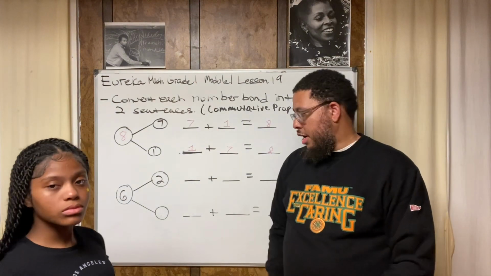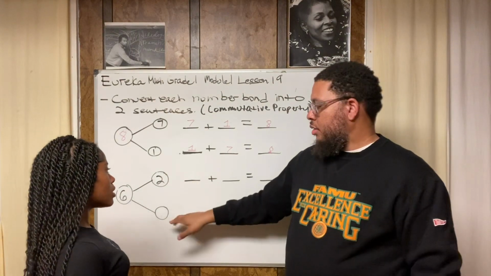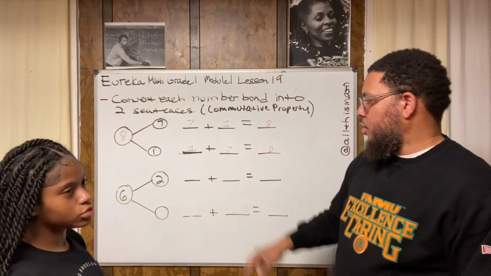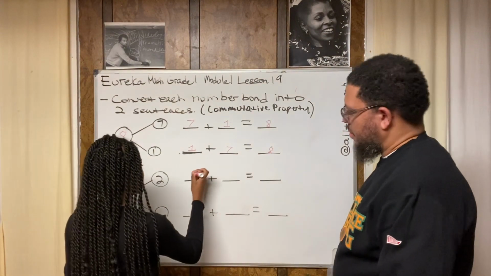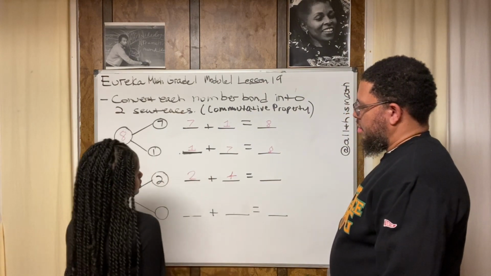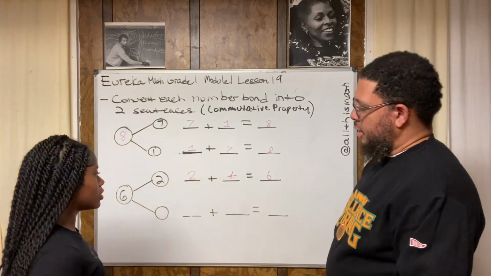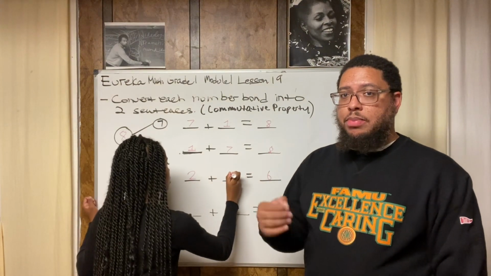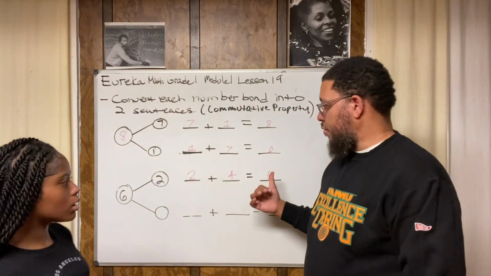grade. All right. So now we have one add-end or sum-end. We're missing one add-end or sum-end. We know the sum. So what will one of your number sentences be? 2 + 4 = 6. Okay. Now she figured out that 2 + blank = 6. So the blank, the missing number, must be 4. So 2 + 4 = 6, right?